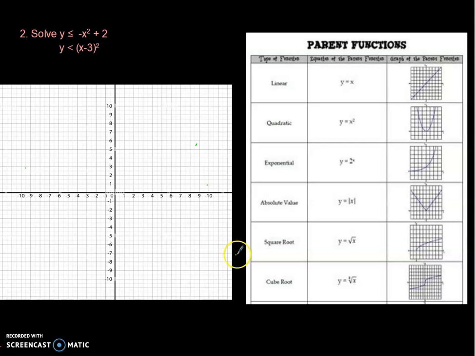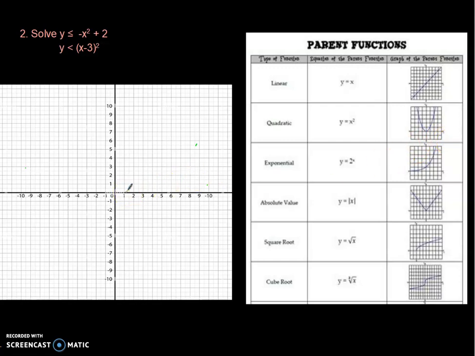Hi guys, so today we're just continuing on with graphing a system of inequalities. So for the first function, notice that it is a parabola because it is x squared. If it's negative, that means the parabola is facing downwards, but the vertex is still at the origin.